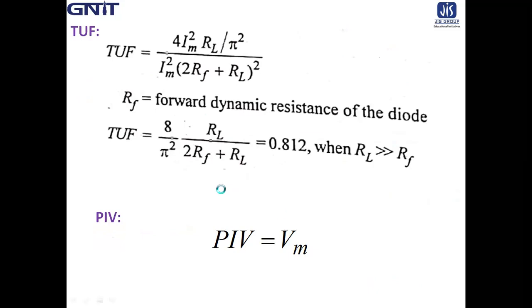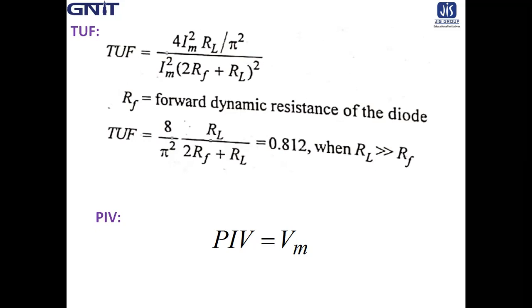So first we want to calculate the transformer utilization factor. Because here actually in case of center tap full wave rectifier, the secondary transformer is divided by two parts, but here it is not divided. That is why TUF is different from center tap full wave rectifier.